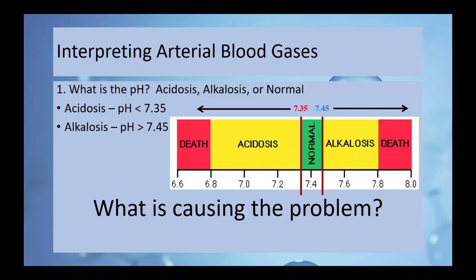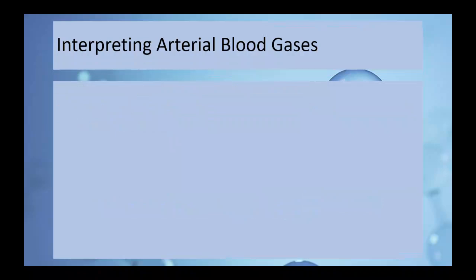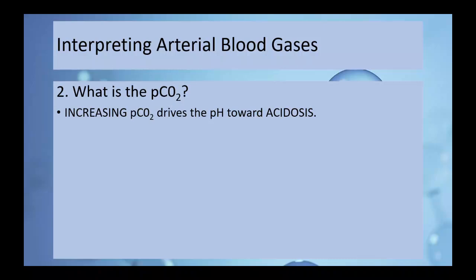The next question we have to answer is, what's causing this problem? Another way to say that is, is it metabolic or respiratory? So you have two options, acidosis, alkalosis. Then you have the next two options, metabolic or respiratory. So the next step we take is we look at the PCO2, the partial pressure of carbon dioxide.